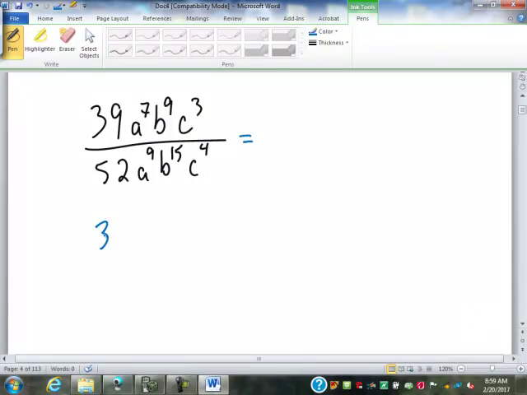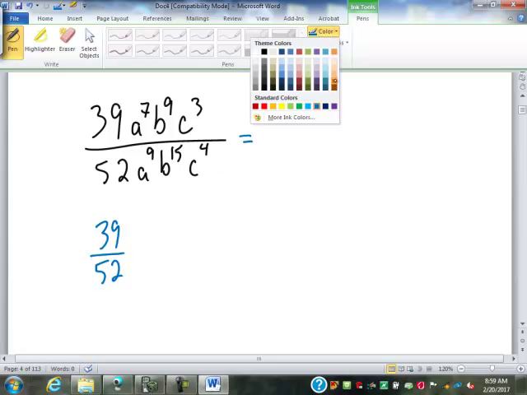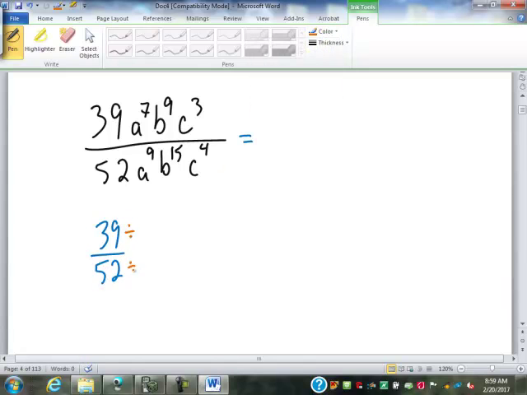Okay, so we're going to take the numbers 39 and 52. Can anybody see what both of those are divisible by? 13, very good. So 39 divided by 13 is 3, and 52 divided by 13 is 4. So up here on our answer, the number is 3 over 4. How about A, top or bottom? Bottom, power of 2, good. The larger power for A was on bottom, the 9, and 9 minus 7 is 2.